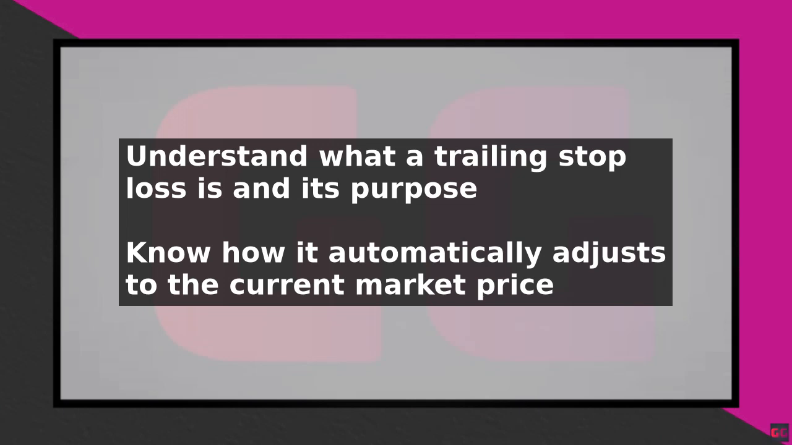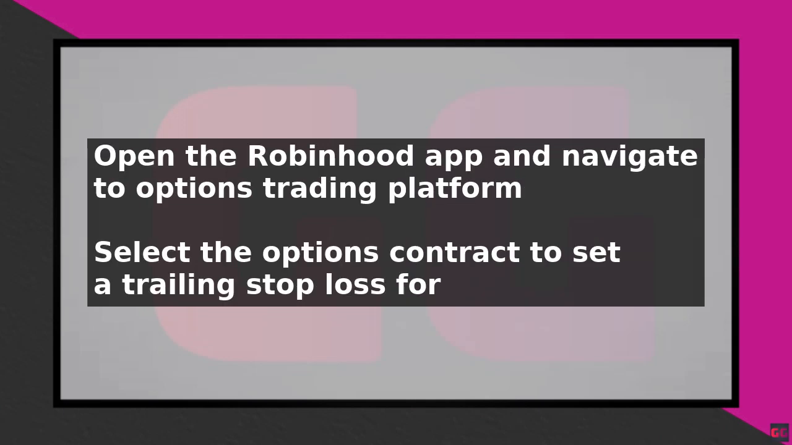First, open the Robinhood app and navigate to the options trading platform. Select the options contract you want to set a trailing stop loss for. Make sure you have an open position in that contract. Next, tap the three horizontal lines icon to access the menu. Then select the position you want to set the trailing stop loss for.